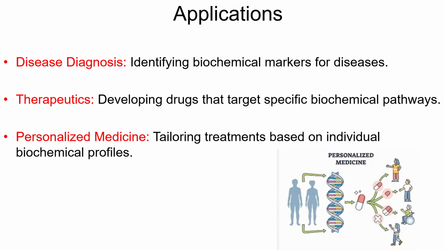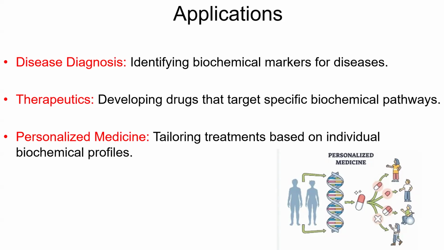And then therapeutics. With the application of biochemistry, you can develop new drugs by identifying specific target enzymes in a particular biochemical pathway. You can identify a particular protein that is essential for that pathway, and then you can develop a drug that can either enhance or decrease the activity of that particular pathway.